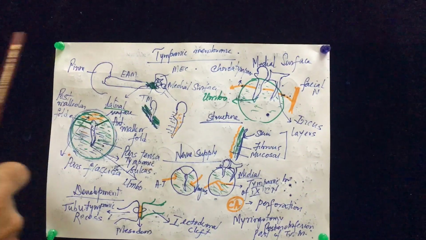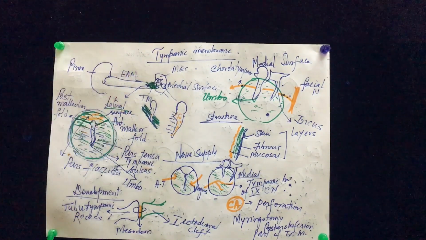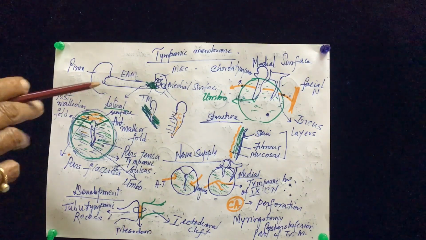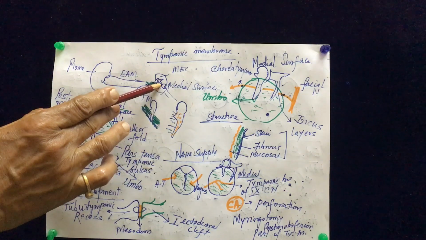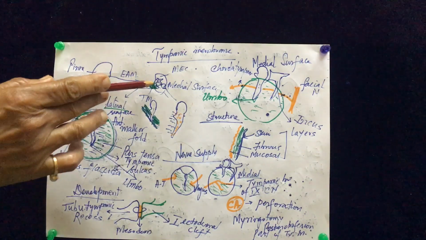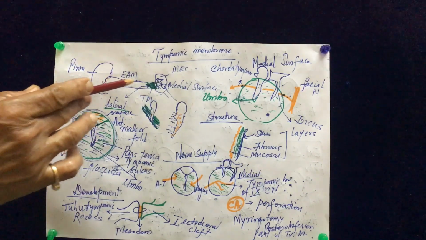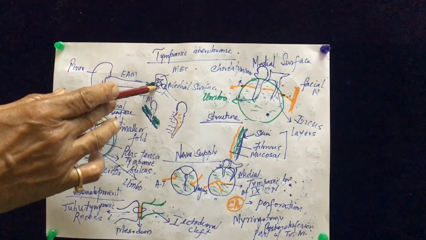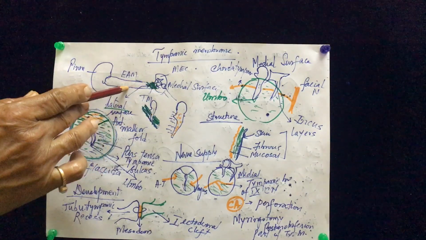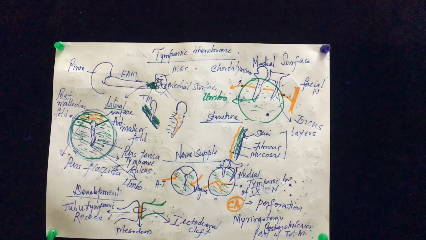Today let us discuss the tympanic membrane. Definition: the tympanic membrane is the membrane situated between the external ear and the middle ear cavity. So this is the tympanic membrane. At the end of the external auditory meatus, you find the tympanic membrane, where the external ear is separated from the middle ear cavity.